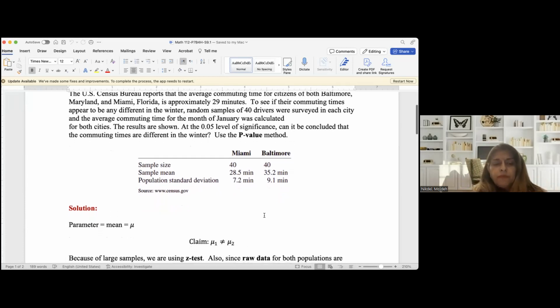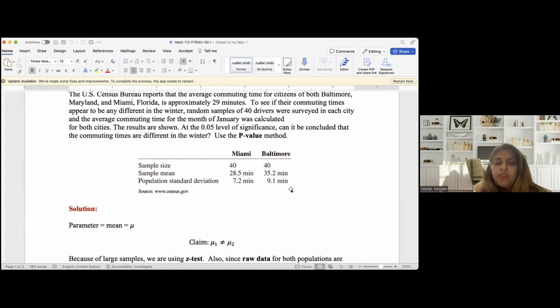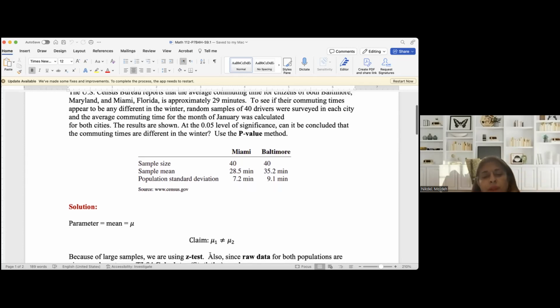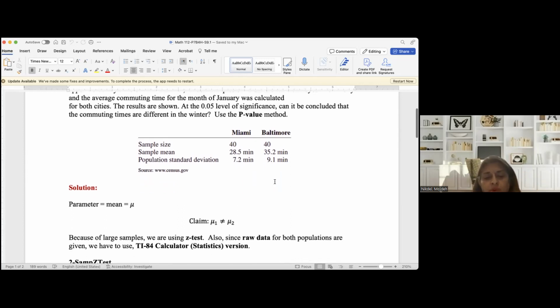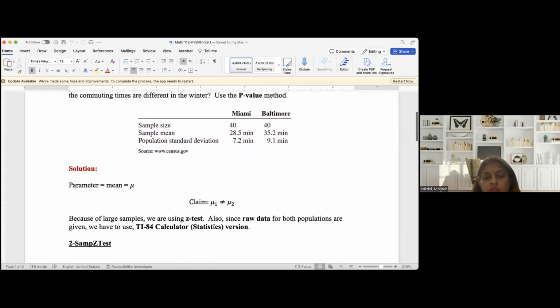Okay. Now, since we have 2 populations and sigma is given for both groups, and sample sizes are 40 or larger, we're going to use the z-test. So we're going to do a two sample z-test. I have not given you raw data. I have given you statistics. So we're going to go to statistics, two sample z-test statistics.